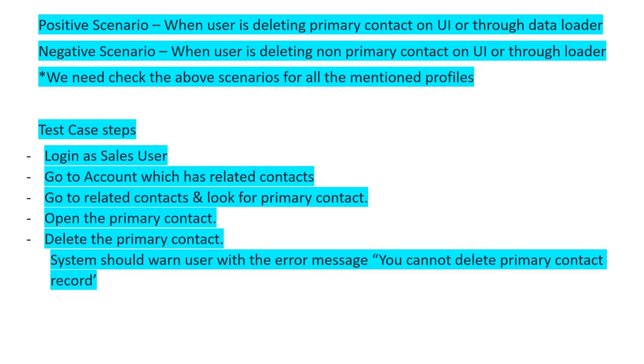Test case: what could be the test case steps? You log in as a sales user, go to an account which has related contacts, go to related contacts and look for the primary contact. You open the primary contact and try to delete it. When you take the action of deleting the primary contact, the system should warn the user with the error message, you cannot delete primary contact record, and prevent the user from deleting the contact record.